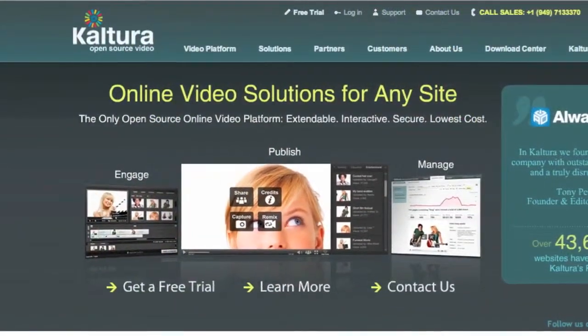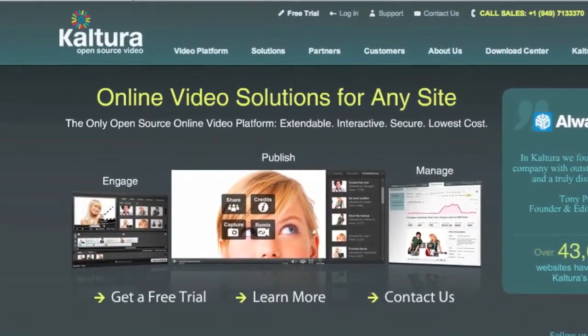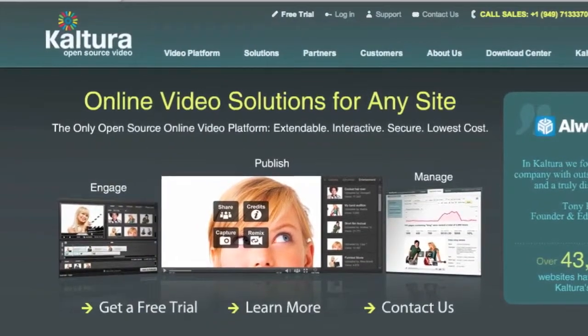Kaltura is the first open source video management platform on the web. It opens up video similar to how Mozilla had opened up browsers with Firefox, or how Linux had opened up their operating system vis-a-vis Microsoft. And we bring that degree of openness into the video world.